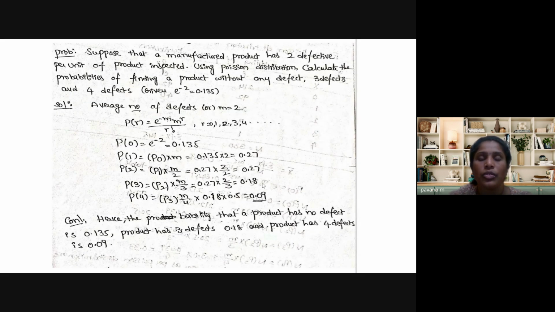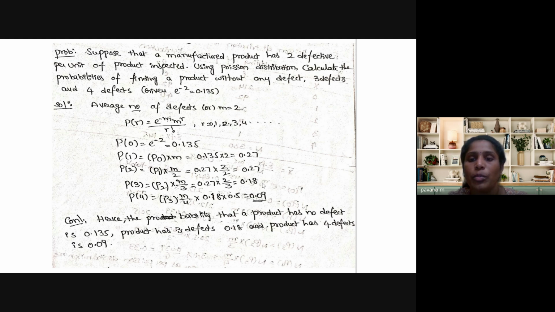Okay, so you just see the problem. Suppose that a manufactured product has two defects per unit. So two defects per unit means the average defectives in the particular item is 2. So m is equal to 2. Okay, so 2 defective per unit of product inspected.